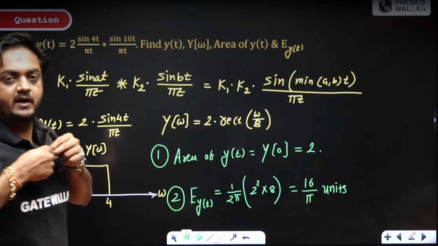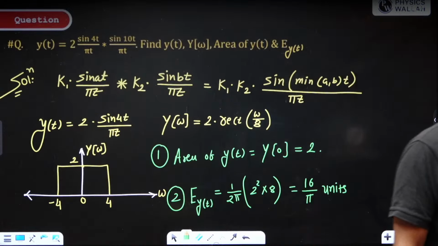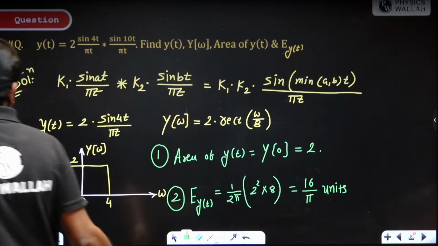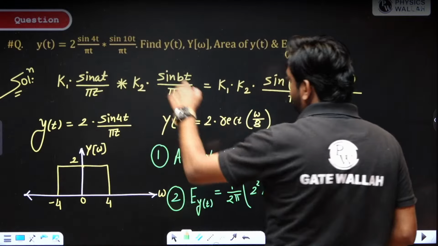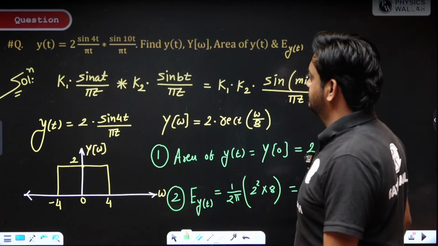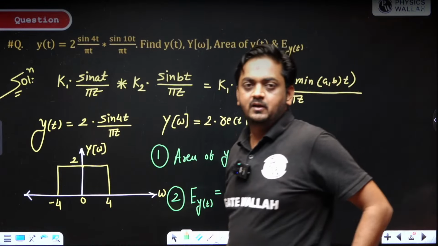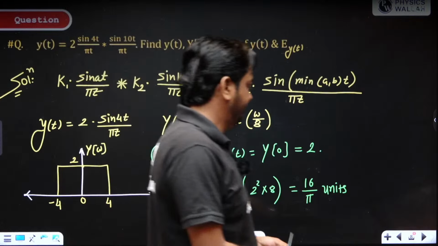Okay. So here we are getting 16 by pi. Very simple question. 16 by pi is the correct answer. So this type of question also can be asked. They can ask the convolution between these two signals, the energy of y of t, the Fourier transform y of omega, and the area of y of t. 4 questions. They can even frame an MSQ type question, a multiple select question. Got it? An MSQ type question also.